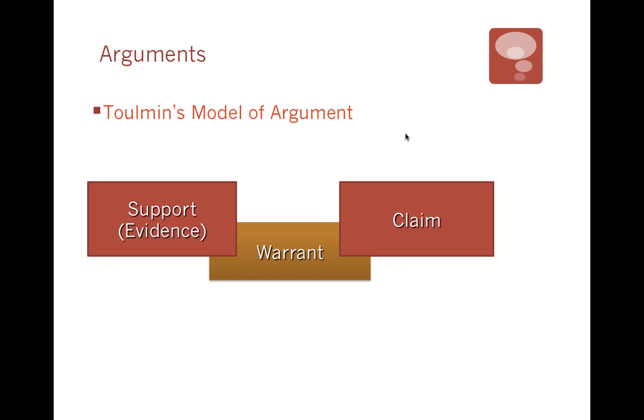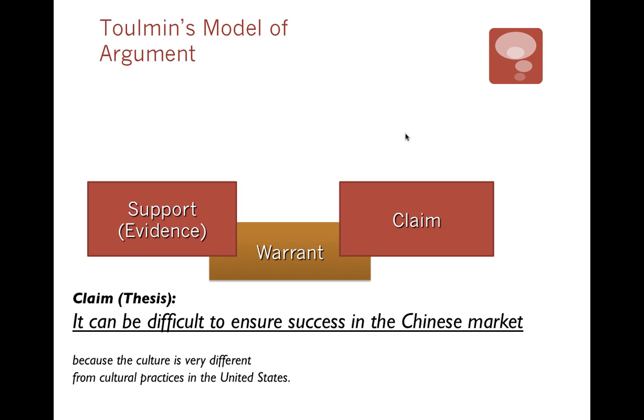The basic Toulmin model has 3 elements: a claim, evidence, and a warrant. And we'll spend some time looking at these because they are very important to establish the clarity of your writing. Let's look at the claim.